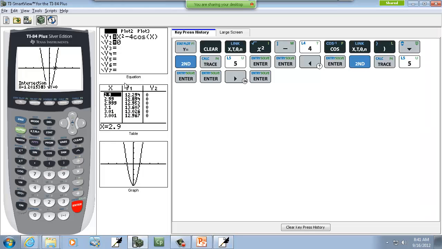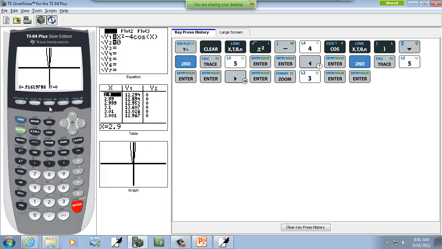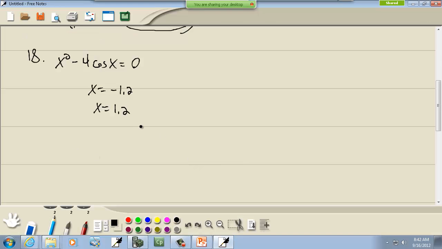The question is, does it come back down? So let's just do a zoom just for fun. I'll zoom out, number 3. And then I'll press enter one time. Press enter one more time. You want to make sure it comes back before you keep pressing enter. It doesn't look like it's coming back down. So I'm going to do my zoom and set it back to ZStandard, number 6. So these would be our two answers.